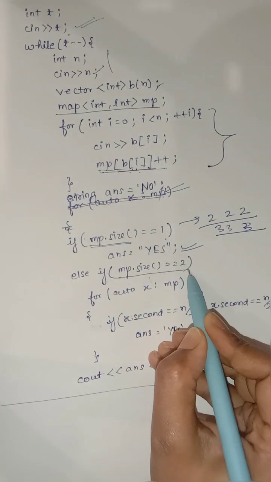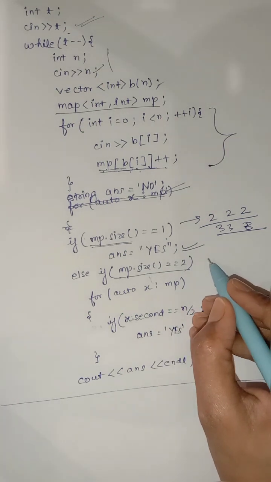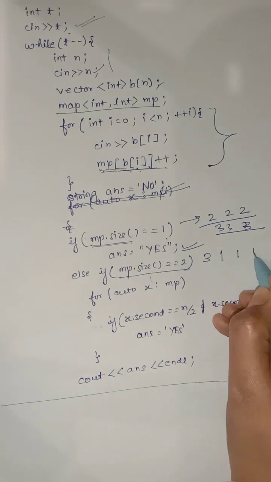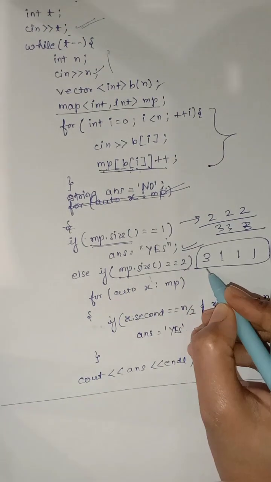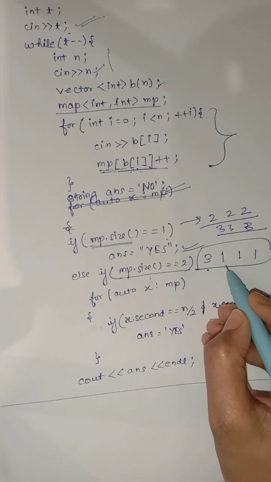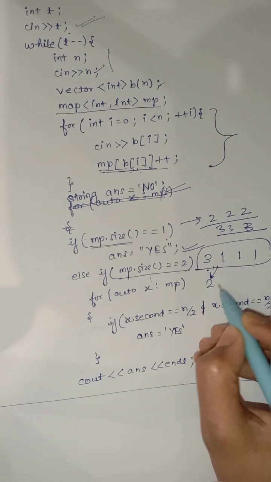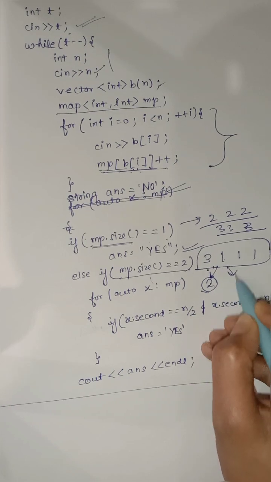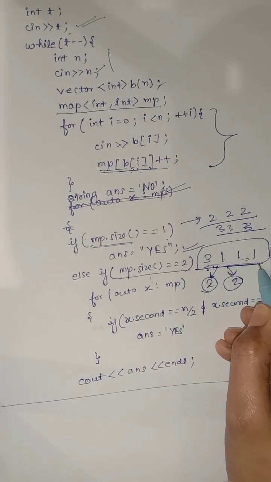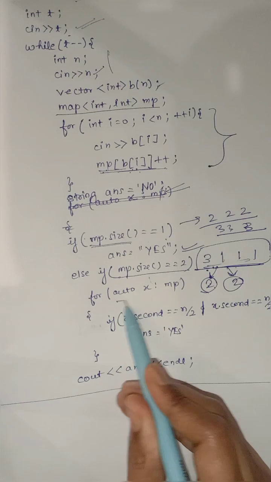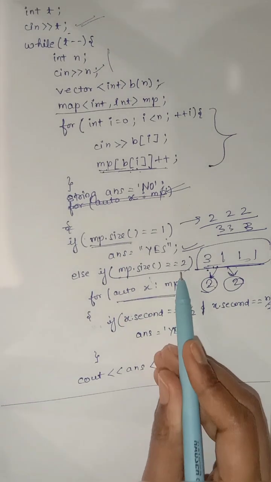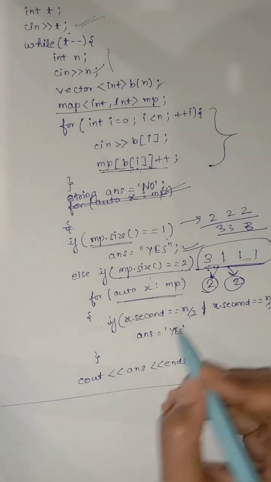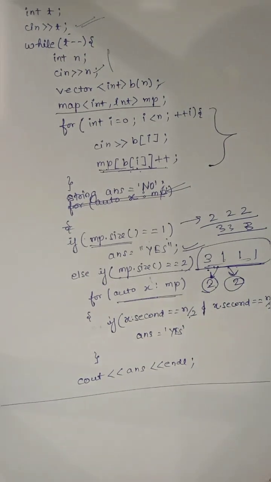But if map size is 2, then we need to check the frequency of both the elements. Let's say we have something like this. So we can't say this is good. This is not consistent. We need at least two of one element and two of the other element. This is not the case here, so we need to check this. So we will iterate through this map, and since we have only two elements, if we check for one, the second will follow. I will show you by example.